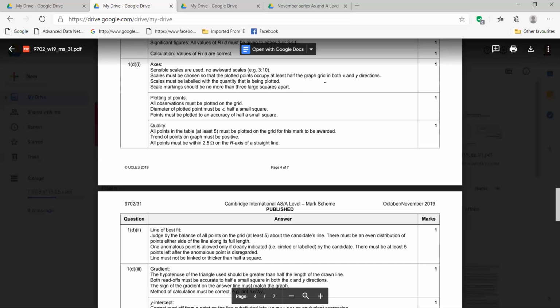For scaling also, I told you that it should not be an awkward scale. You should take the reading in a way that one square is 1, or 5, or 4, this way. You cannot take a ratio like 3 is to 10. Clear to you?